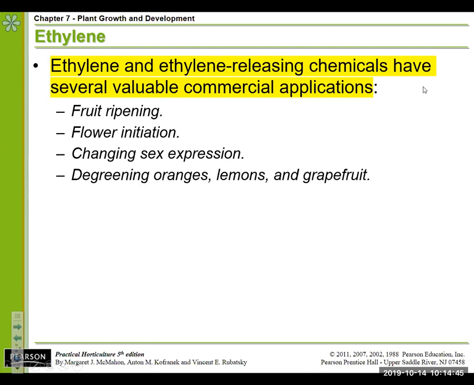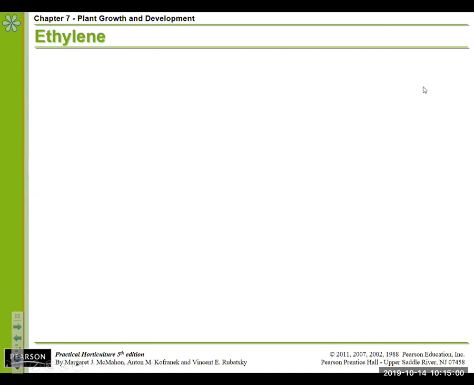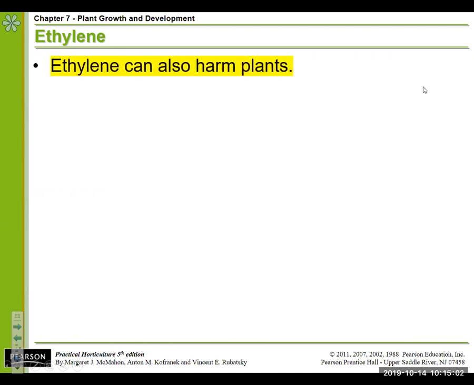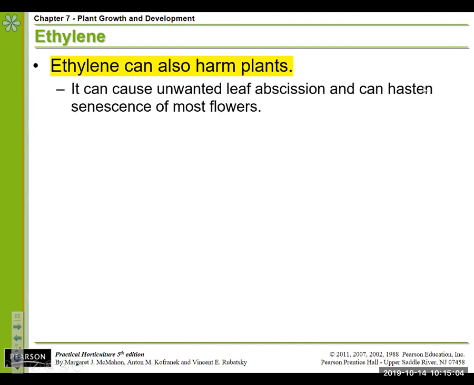We use it for the degreening of oranges, lemons, and grapefruit. You can use it to aid harvest in some cases because it's continuing to cause maturation and might allow the fruits to naturally drop from the plant. We also use it to regulate growth. And it can also harm plants.